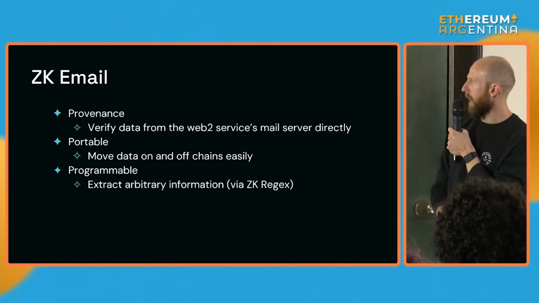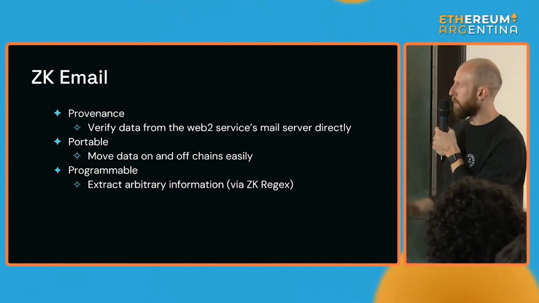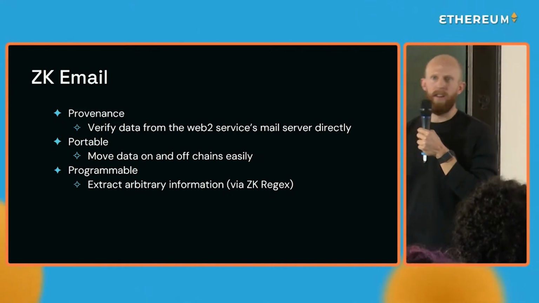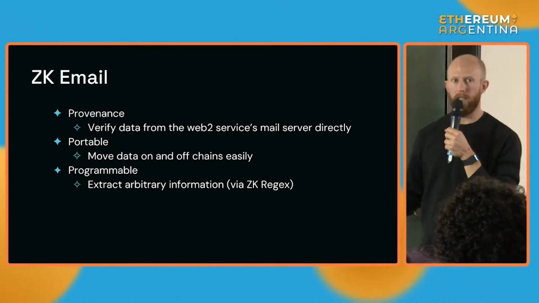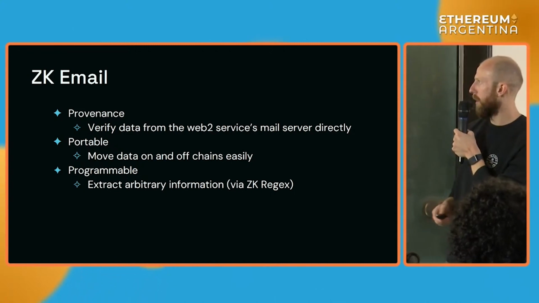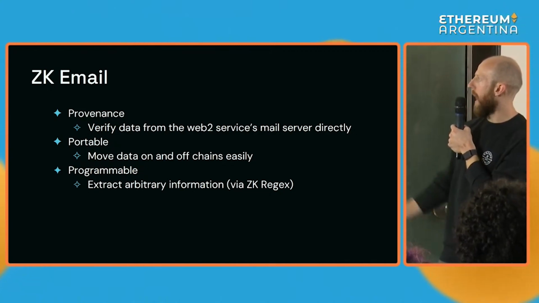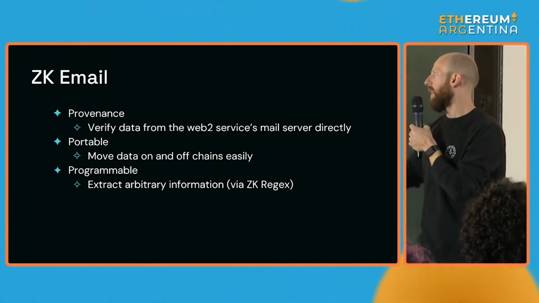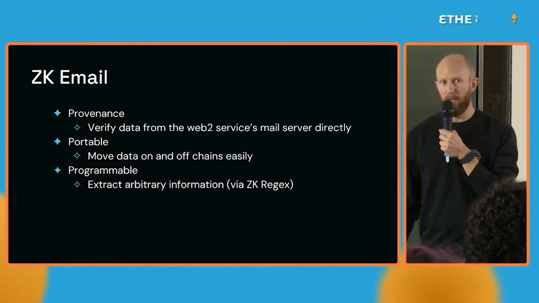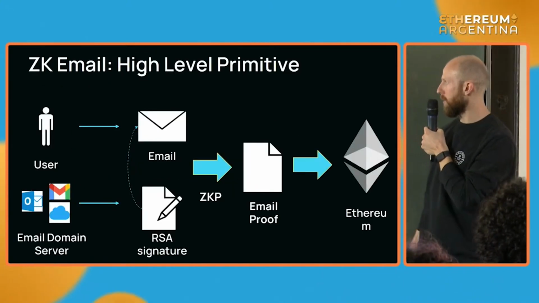And what that supplies for this Web 2 data is provenance, which again, Santiago talked about. Wouldn't it be great if Web 2 service providers just digitally signed all their information so we could have assurances that what they say is true, that no one actually manipulated the data before doing so? How could we make it portable? And maybe most exciting of all is programmable, to do arbitrary things with this stuff. And that's what this ZK email project is essentially trying to do.